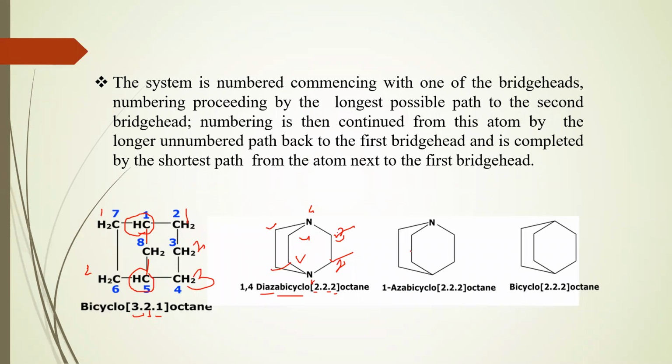In the same way, in the next molecule, this is 1 nitrogen. Numbering starts from the nitrogen. This is the bridgehead position. Therefore, it is 1-azabicyclo.